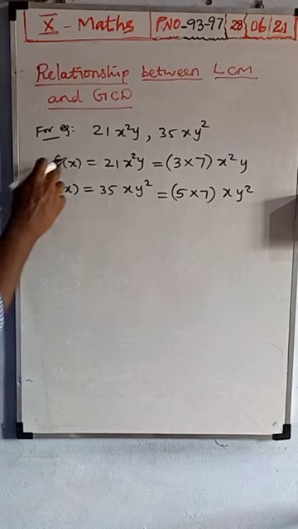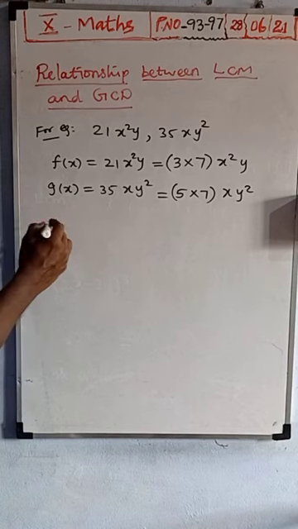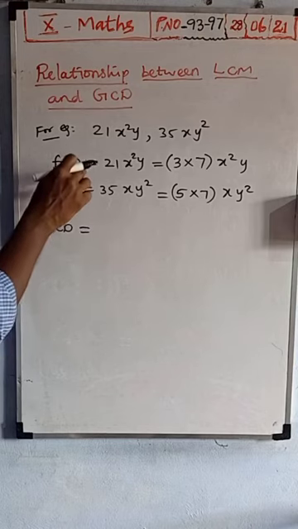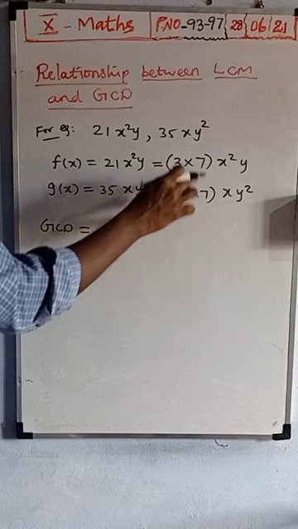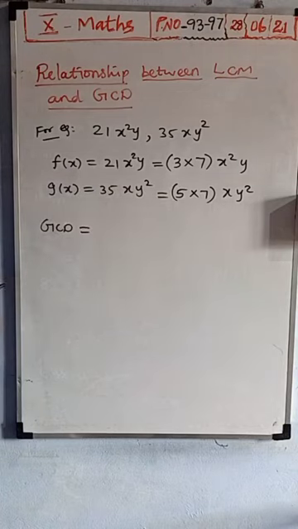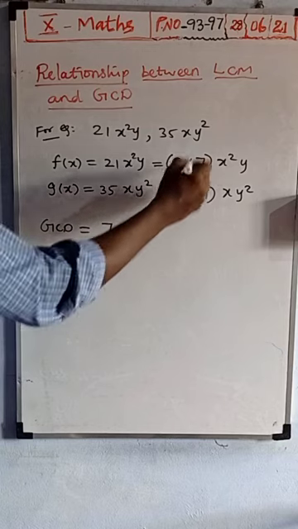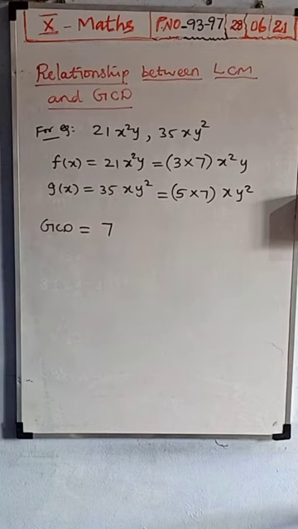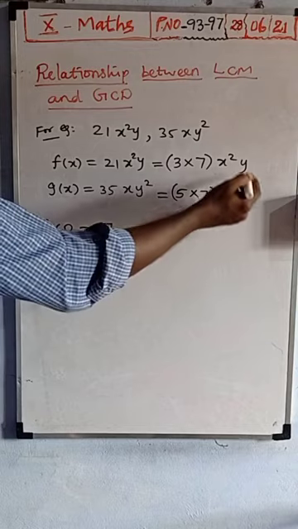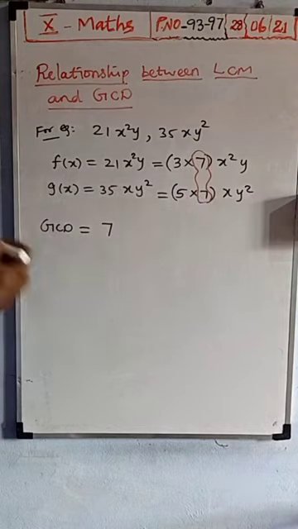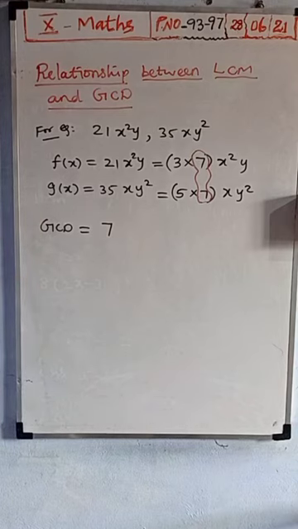Now, for these two algebraic expressions, first we want to find the GCD. What does GCD mean? Whatever is common in both expressions, we write. Here the number 7 is common. And GCD means the lowest power of the variable we want to write.